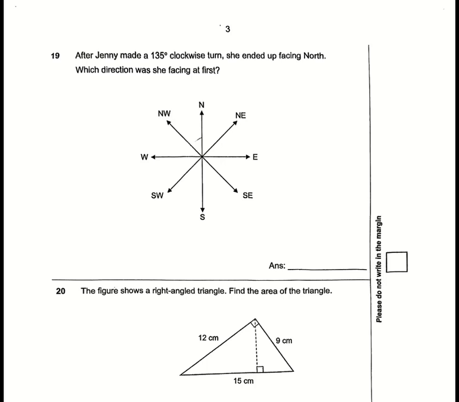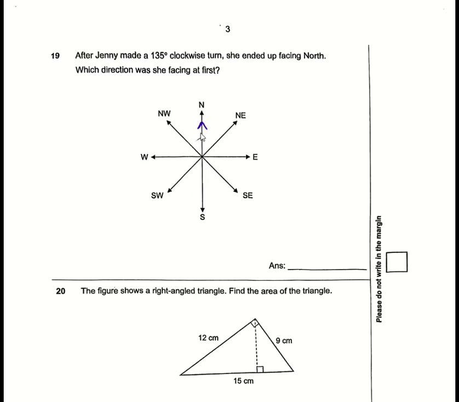After Jenny made 135 degrees clockwise turn, she ended up facing north. What direction was she facing? So now she is in this direction. She is facing north. She did a clockwise turn earlier, which is wherever she was, she did a turn like this in a clockwise direction.